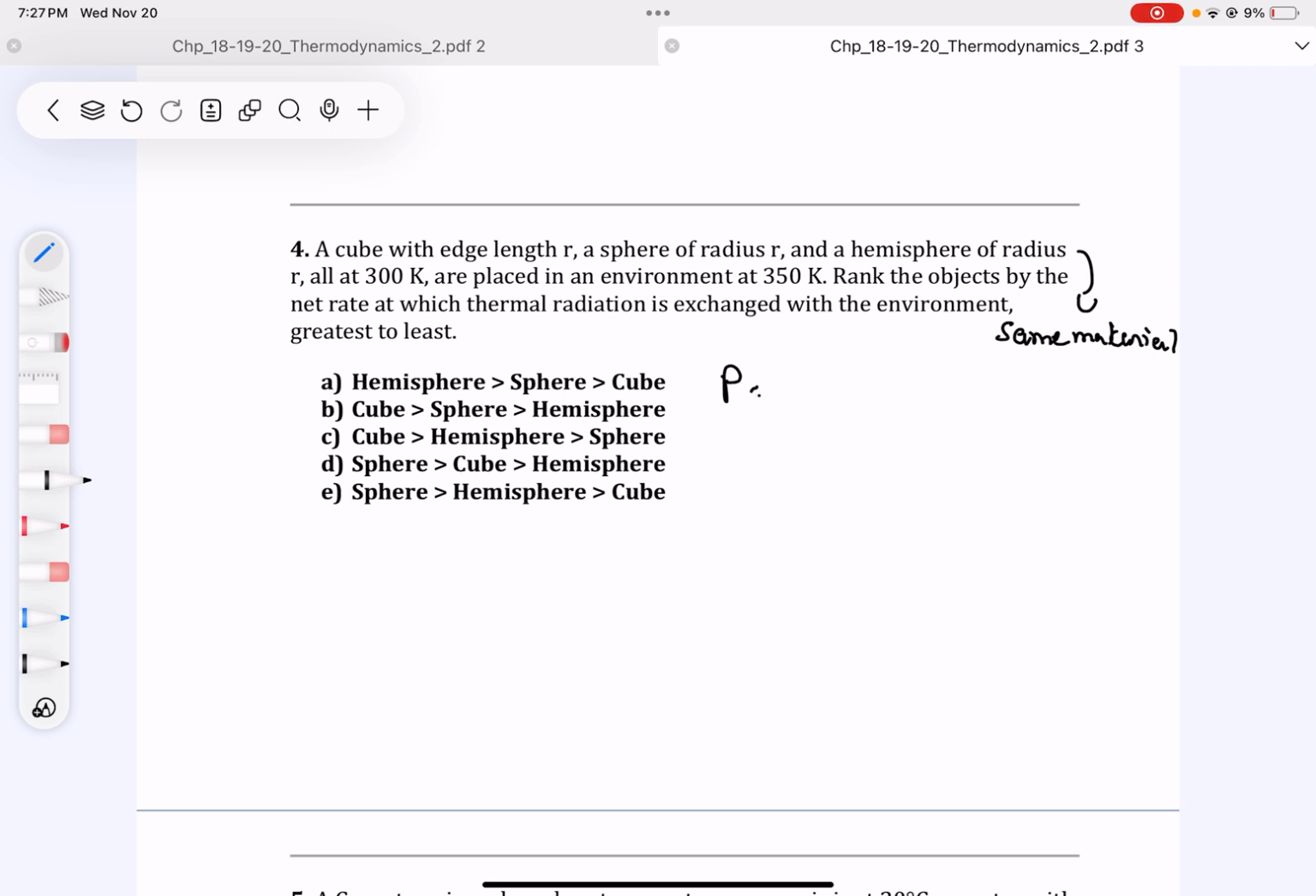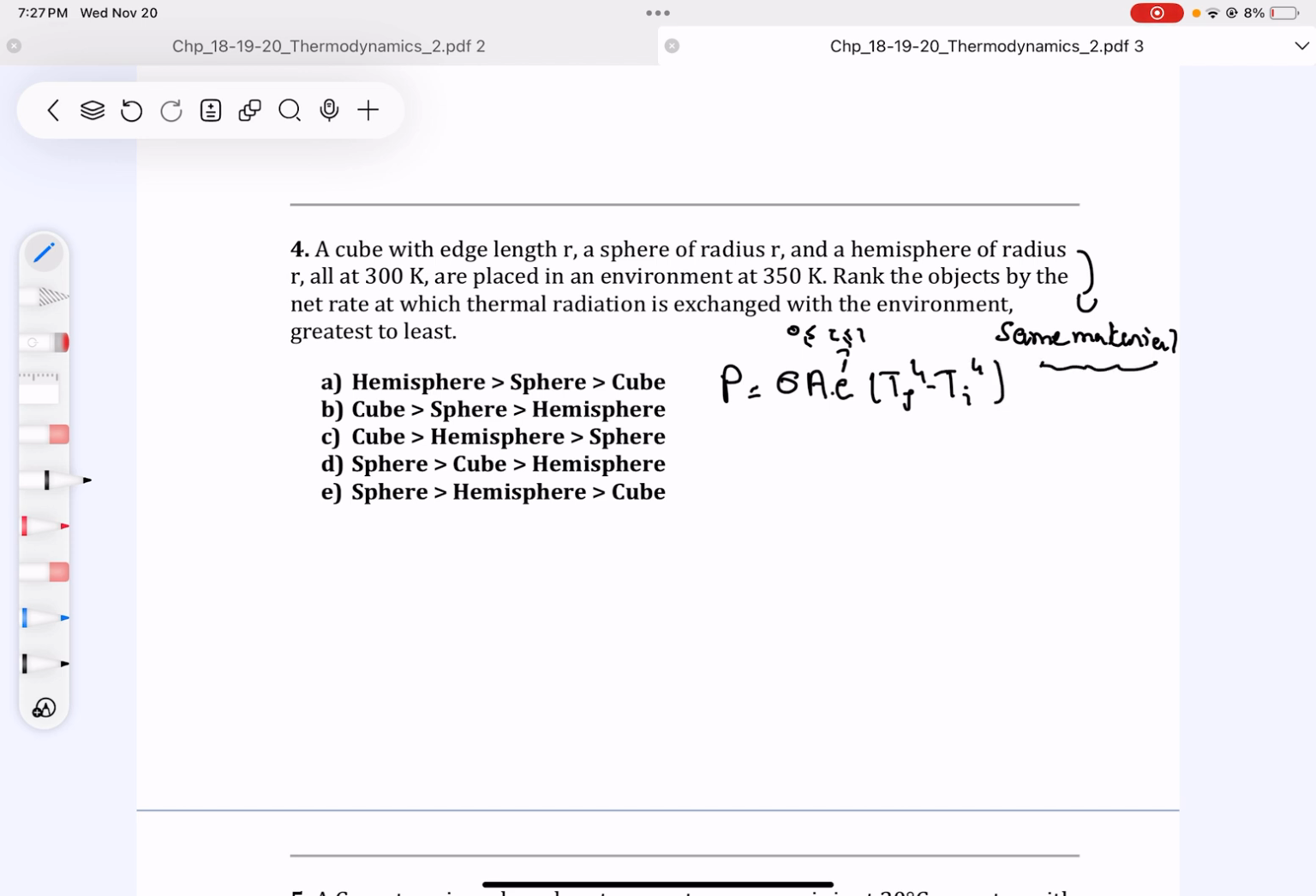First, let's put the formula. P is equal to what? P is the net rate of thermal radiation. It's sigma times A, the area, times E, the emissivity that's between 0 and 1, times T final to the power of 4 minus T initial to the power of 4.